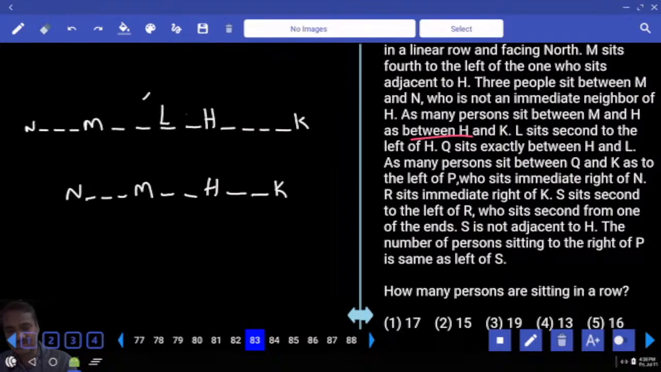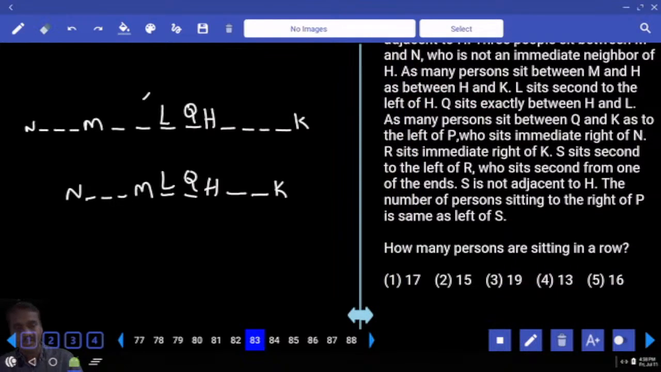L sits second to the left of H. Then Q sits exactly between H and L. Now, Q is exactly between H and L. Now, till this one, we have done with the entire information. As many persons between Q and K as to the left of P. The number of persons to the left hand side of P and the number of persons between Q and K must be the same.